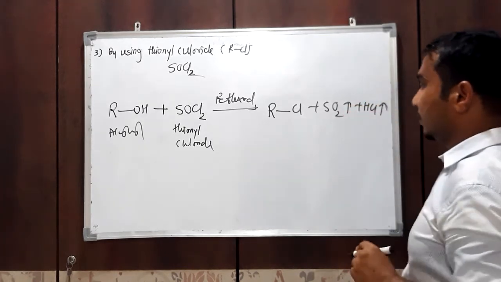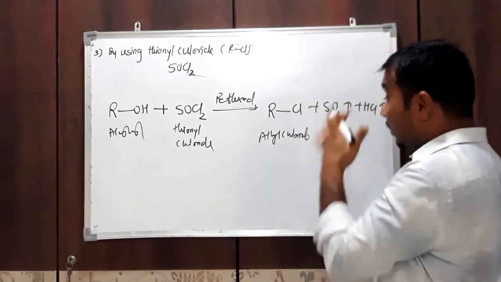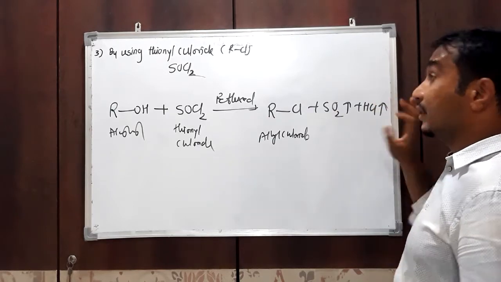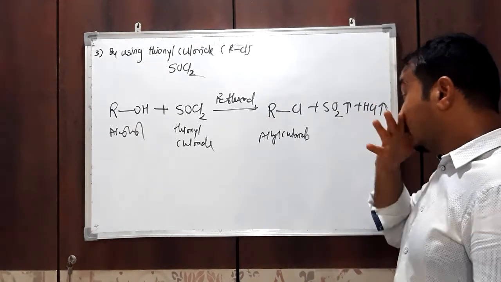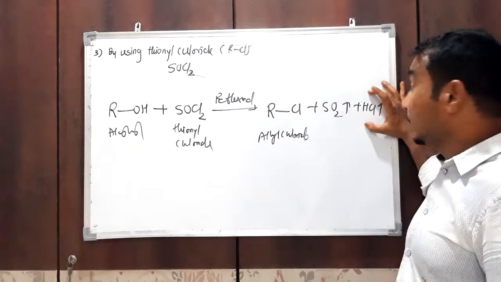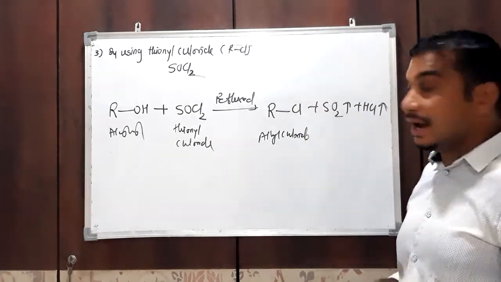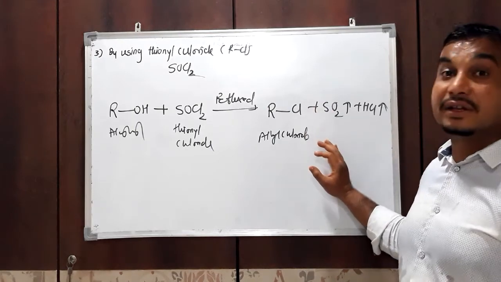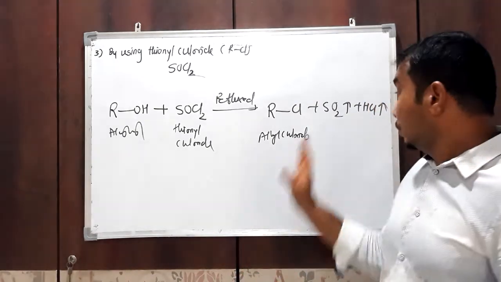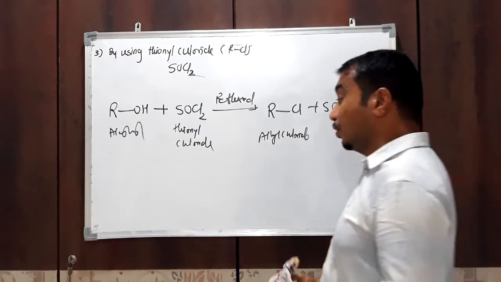So this is a very important reaction. In this reaction, the side products are sulfur dioxide and hydrogen chloride, but both are in gaseous state. Therefore, it is very easy to separate them from the alkyl chloride, and that's why this reaction gives pure alkyl chloride as a product. No impurity, no side product, due to formation of side products in gaseous state. That's why this reaction is very important.